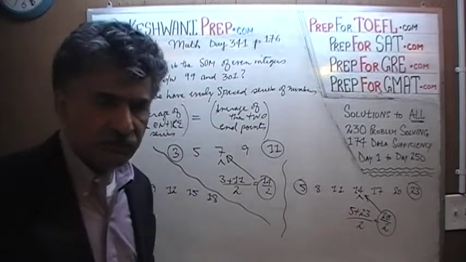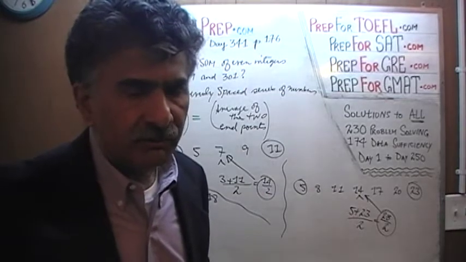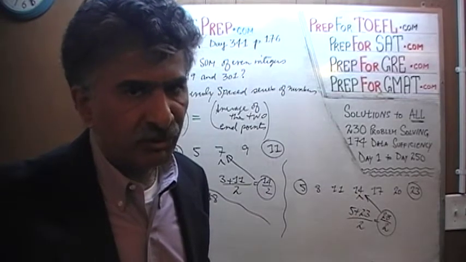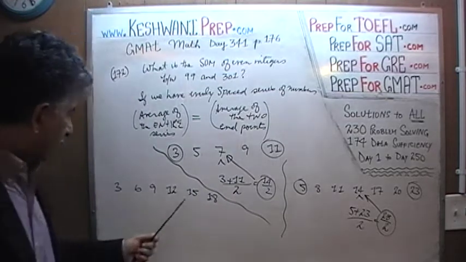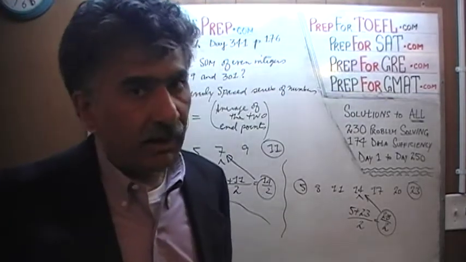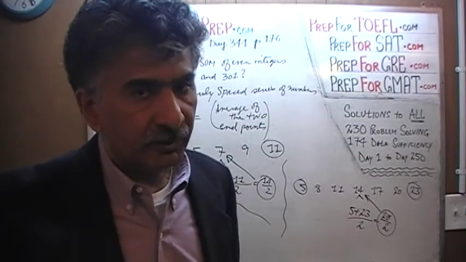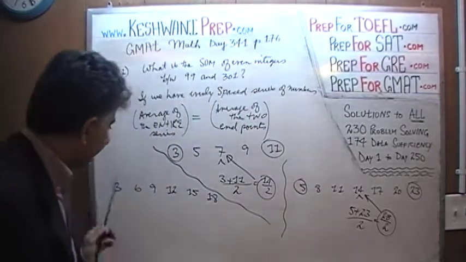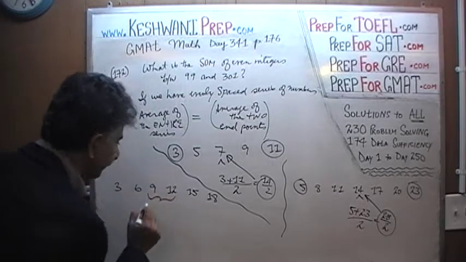So what is the average of this series? There are two ways of figuring it out. One way is to actually look at the midpoint. Well, we have 1, 2, 3, 4, 5, 6 numbers here. We do not have an odd number of numbers, we have an even number of numbers. Therefore, the average of this series is going to be the average of the middle two.